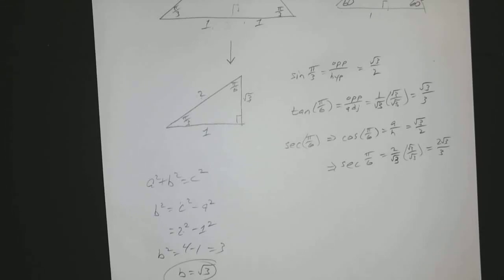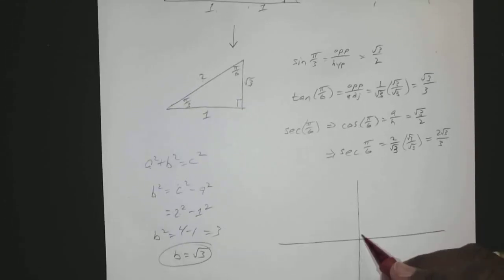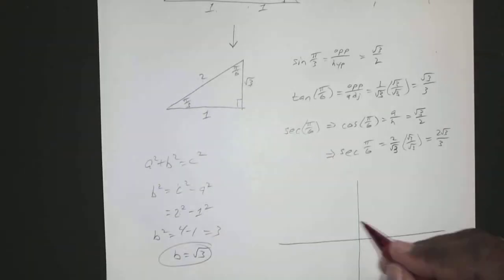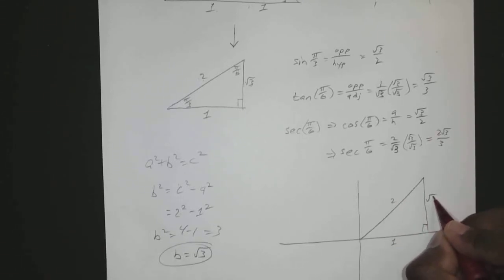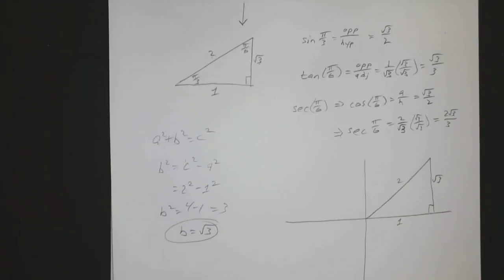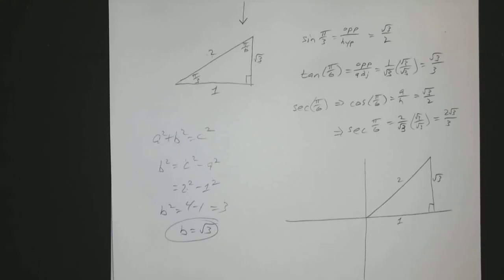All right. And if you wanted to, you can actually do this same thing for all 4 quadrants. Because remember, everything we did here was for quadrant 1. So this would be 1, 2, square root of 3. But let's say if we want to do that for quadrant 3.